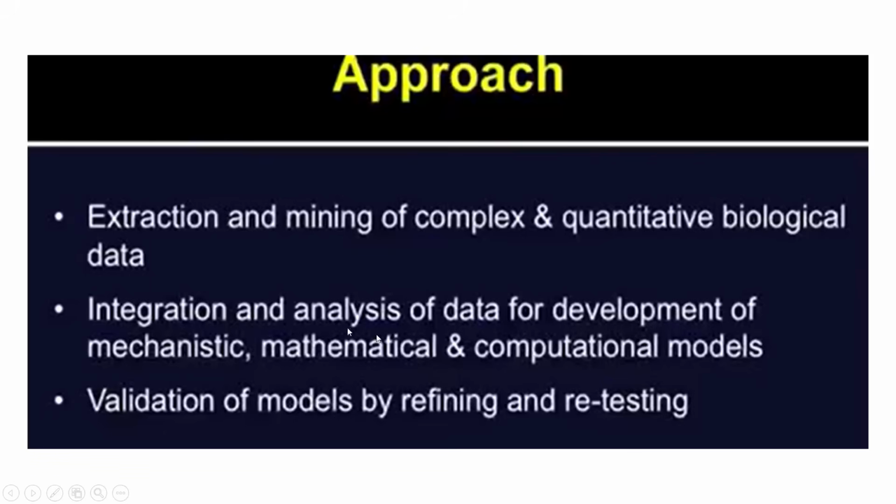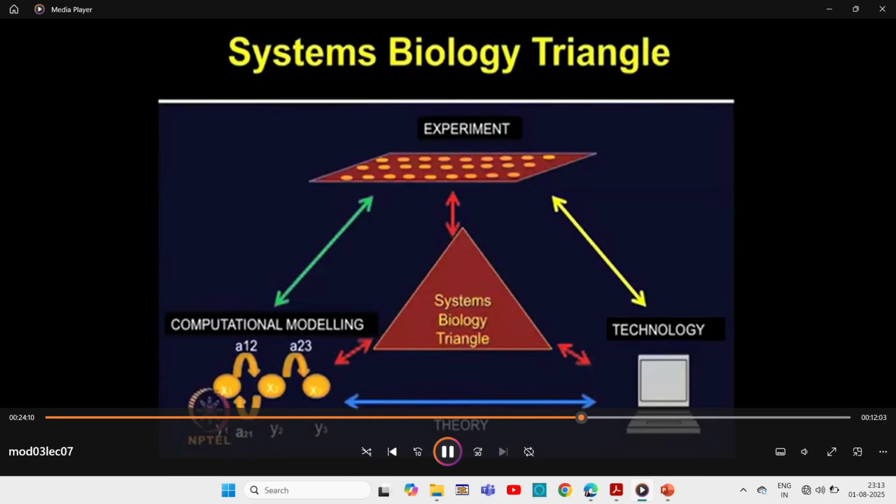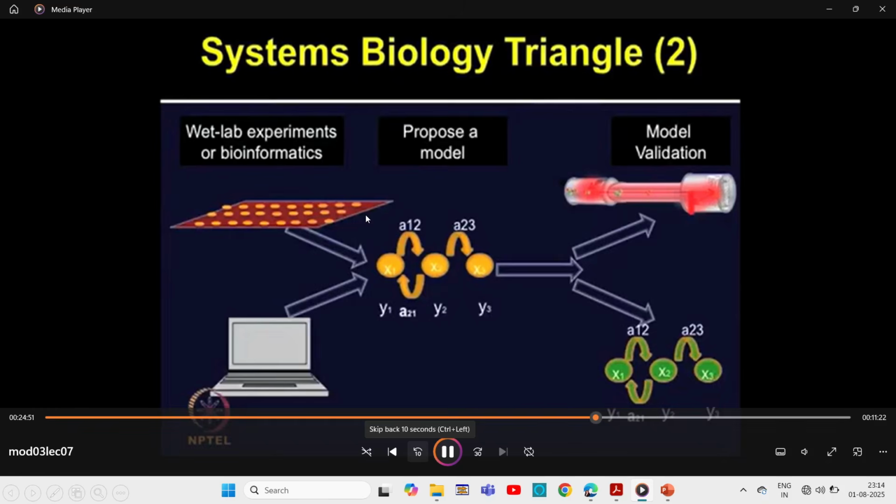And then validating them as well. Whatever models you created out of that, you validate that using the existing literature. So this cycle goes on and on. You have a database or model based, and this cycle goes in a circle itself. This is what the system biology triangle is.